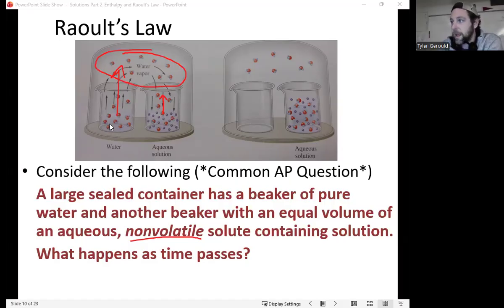So as time passes, the rate of evaporation on the pure water source is always going to be greater than the rate of evaporation for some sort of solution.